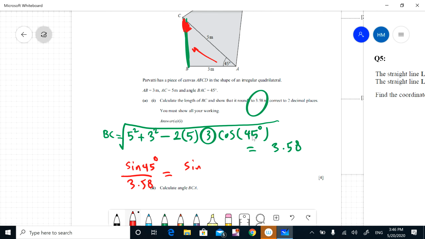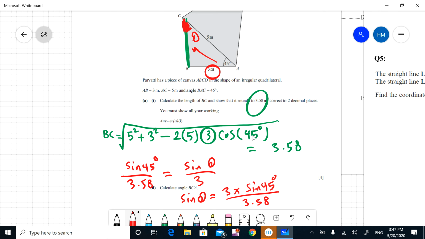I don't know what this angle is. Let's suppose this angle is theta. So sine theta over the side opposite, which is 3 centimeters. By cross multiplication, you can say sine theta equals 3 multiplied by sine 45 over 3.58.